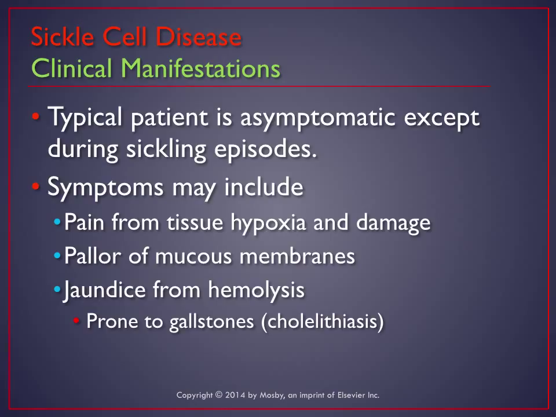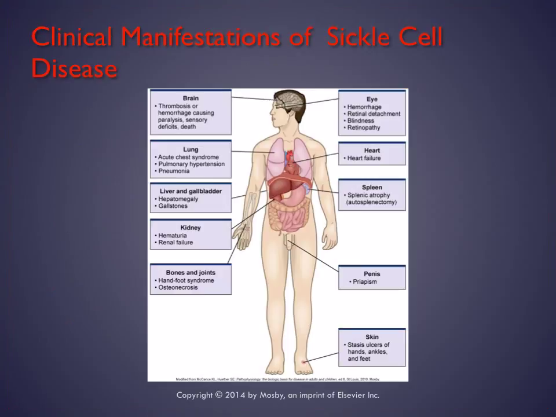Symptoms may include pain, pallor, jaundice from hemolysis. The episodes can affect any part of the body at the same time, with back, chest, extremities, or abdomen. And if there are pain episodes, they will be accompanied by fever, swelling, tenderness, tachypnea, hypertension, nausea, and vomiting. Let's go to the next slide.